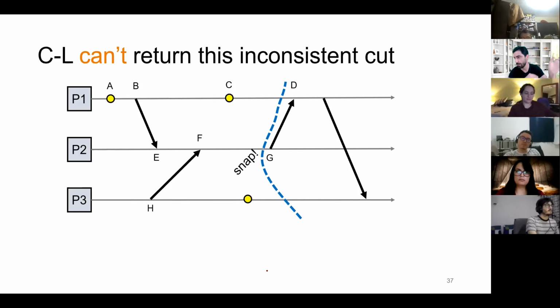Again, going back to the time example, if you're taking this cut, this is the cut, and this is the consistent cut.